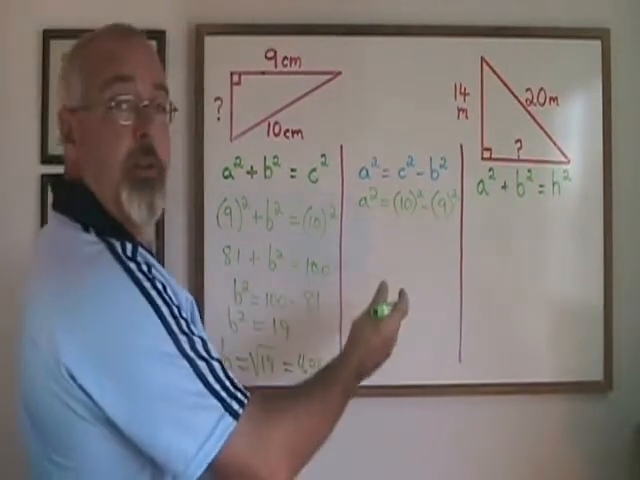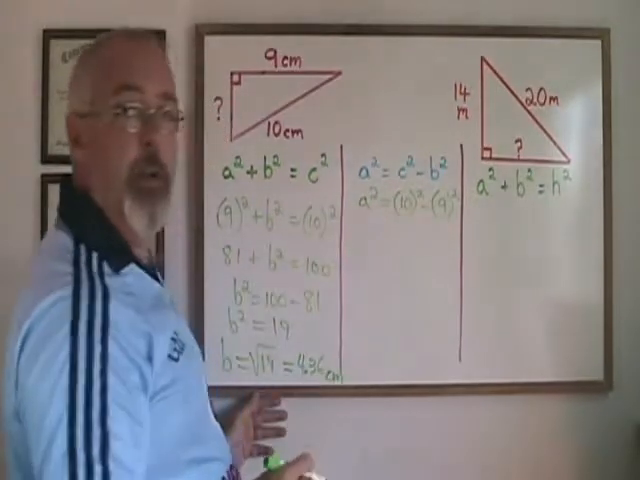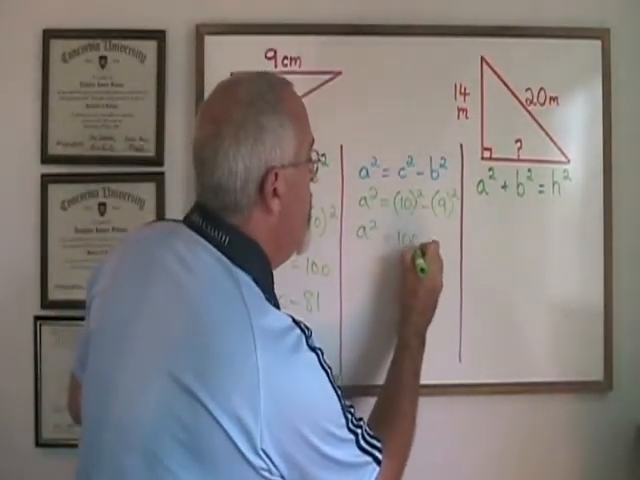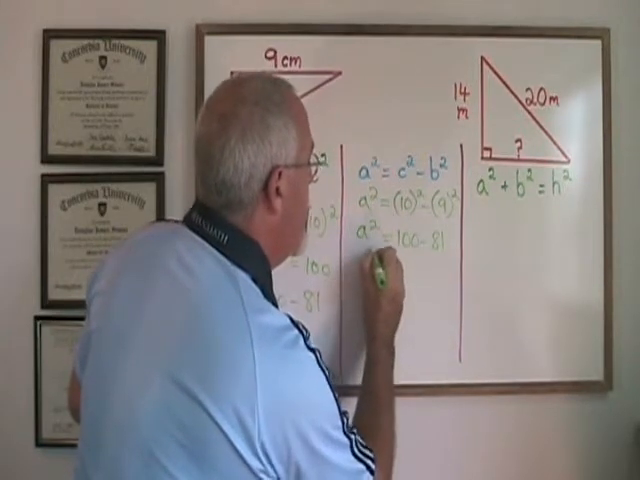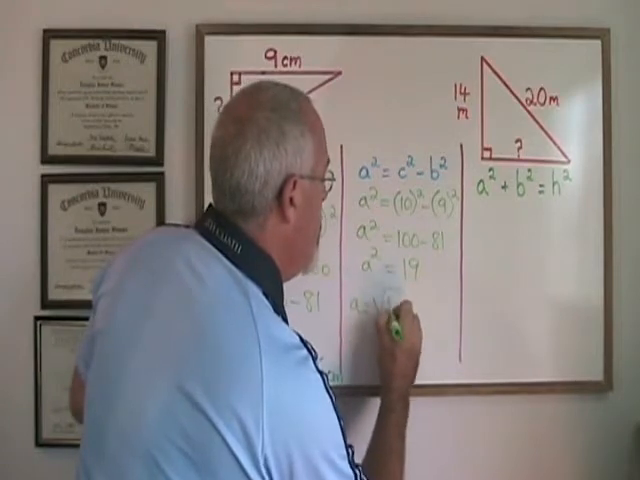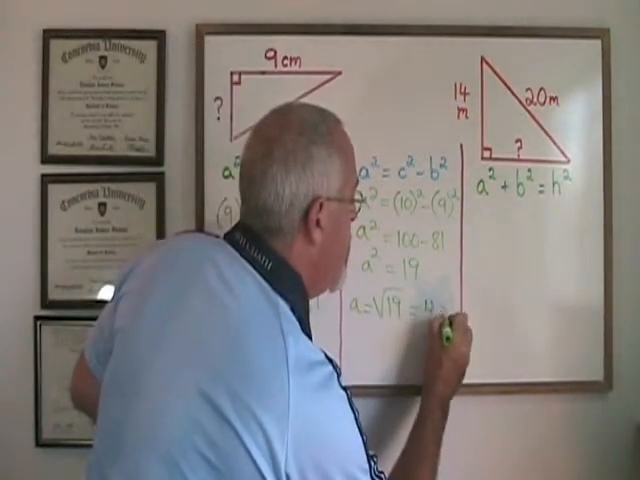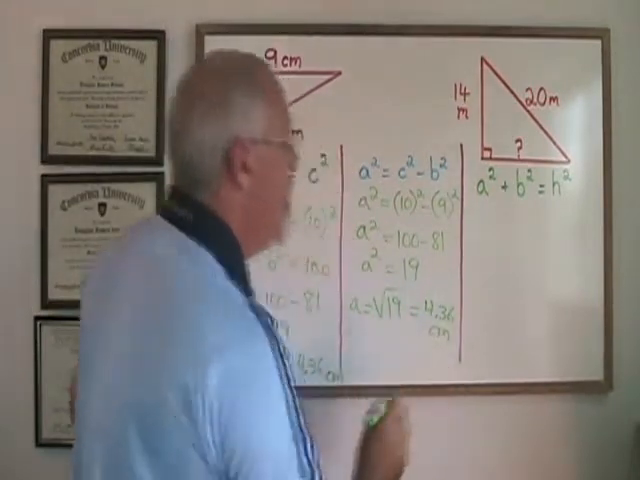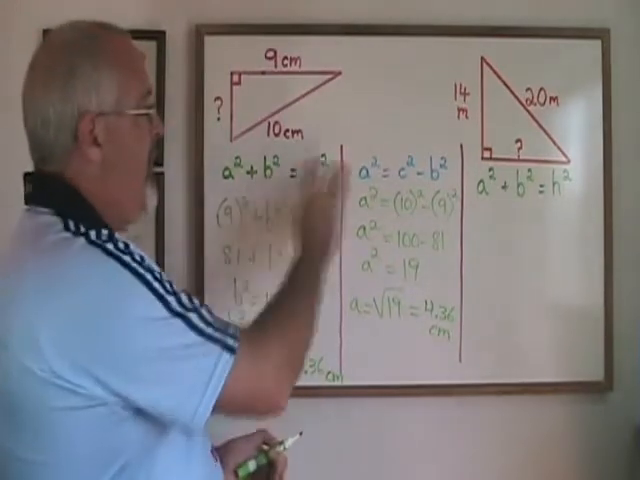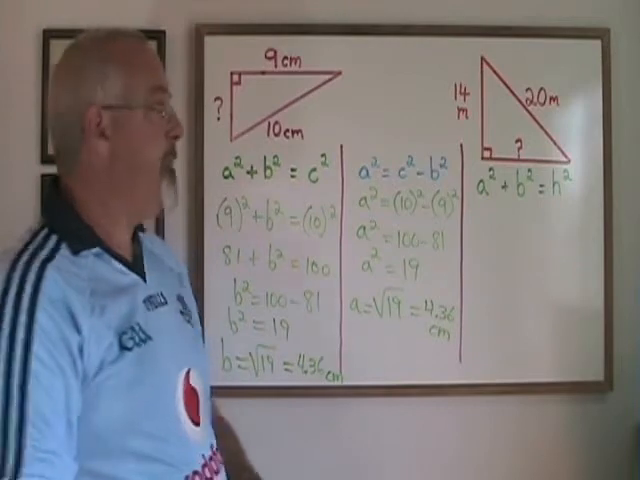The good thing about doing this is that my variable is already isolated on the left side, and I have a lot of simplifying that I can do on the right side. A squared is equal to 100 minus 81. A squared is equal to 19. A will be equal to the square root of 19, which of course is 4.36. Apply my unit of measure. So this is two different ways of using the same formula, and which way you like to do it is really up to the student. You should do whichever is most comfortable for you.